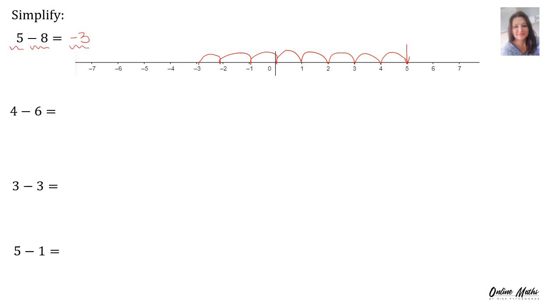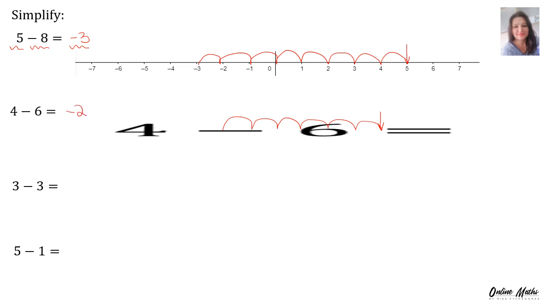The next one, 4 minus 6. You will start at 4. Minus means go to the left 6 units. So 4, 1, 2, 3, 4, 5, 6. So the answer is 4 minus 6 is negative 2. Or short way, you owe me 6, you pay me 4, therefore you still owe me negative 2.